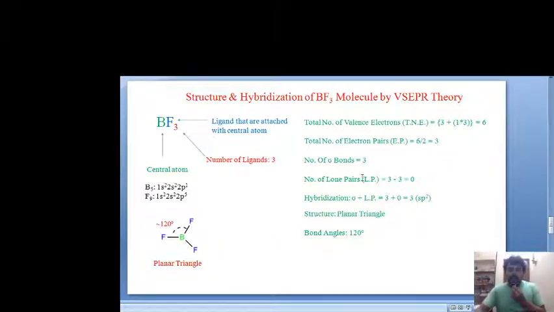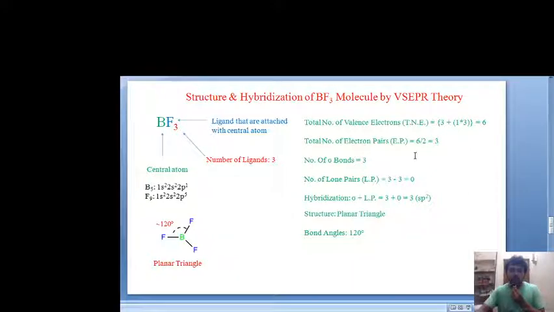Now the structure and hybridization of the BF3 molecule by VSEPR theory. Boron is the central element and it has 3 electrons in the outermost shell, so it has 3 valence electrons, and the fluorine atom has 1 valency. So the total number of valence electrons is 3 from the boron and another 3 from the 3 fluorine atoms, that is equal to 6.